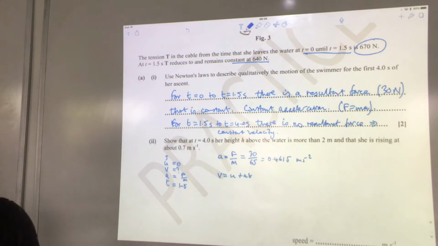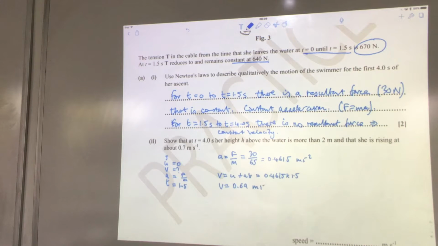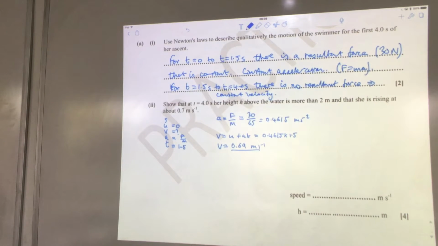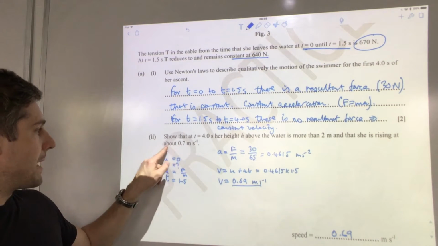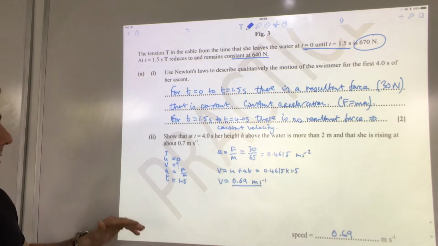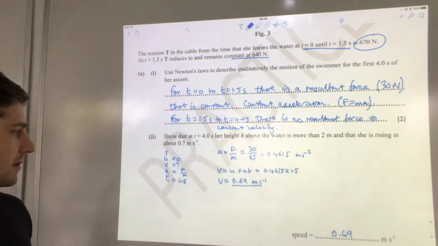The initial velocity was 0, so that's just a case of putting the values in here. Multiplied by 1.5, and v then will equal, I'm just using the value that's in my calculator for the acceleration, 0.69 meters per second. So we can write that in there, 0.69. So that is about 0.7. To 2 significant figures you have 0.69.